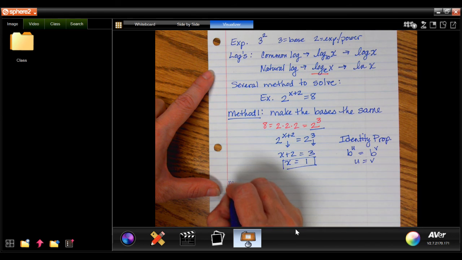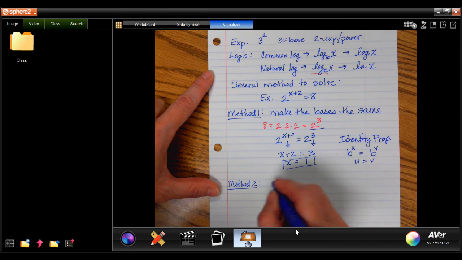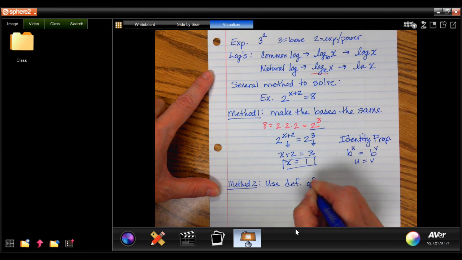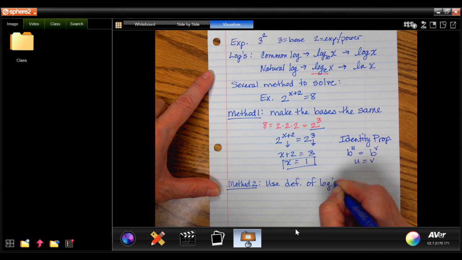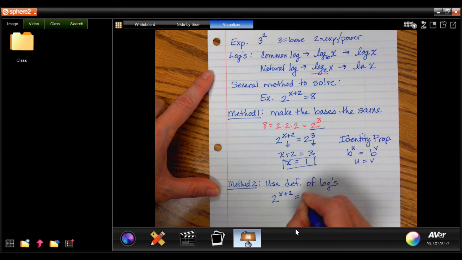What about method 2? Well, method 2 uses the definition of logarithms, or I shorten it, definition of logs. And what I would do is, here's the same example. We're just going to use the same one throughout.